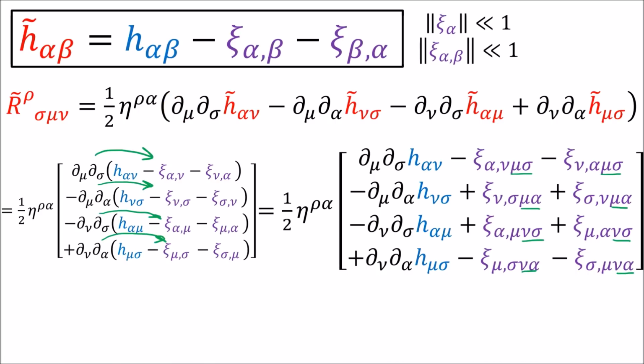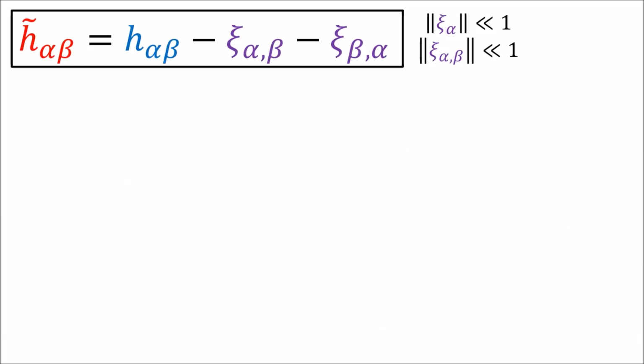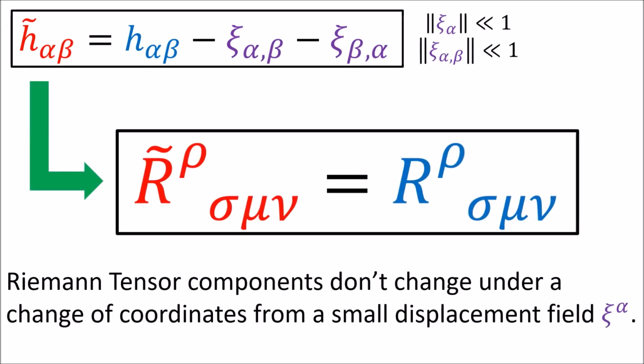Since the order of partial derivatives doesn't matter, the order of the indices after the commas also doesn't matter. And all the xi terms cancel each other in pairs, leaving only the h terms, which just gives us the Riemann tensor components in the original coordinates. So what this means is the Riemann tensor components don't change under a change of coordinates from a small displacement field psi.